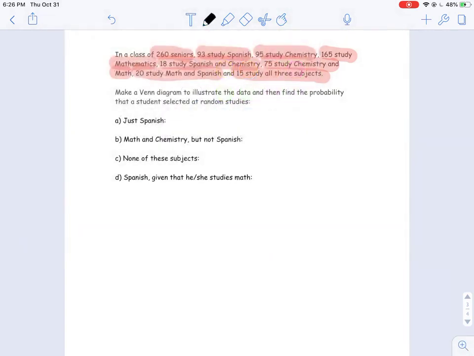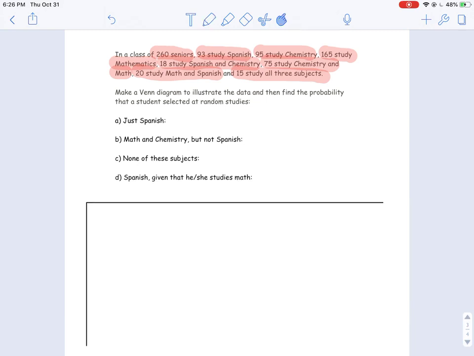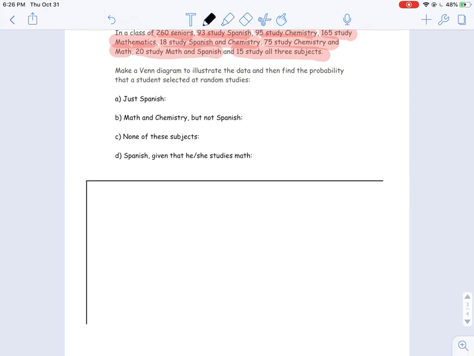Now, since I have three classes I'm concerned with, Spanish, chemistry, and math, I'm going to be making three circles for this. But before I do that, I'm going to make a rectangle. I'm making the rectangle to represent basically my sample space here. This is going to represent everybody that was involved in this, my whole population that I sampled, all these seniors. It's not a perfect rectangle, but that's good enough.